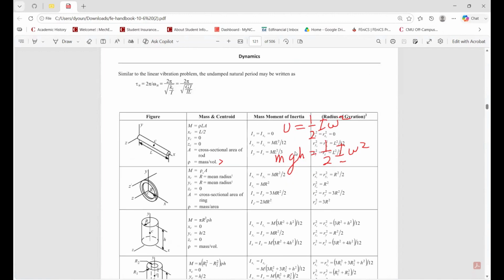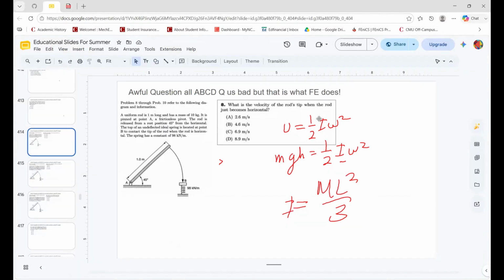Yeah. And we'll be using ml squared divided by 3 equals I, because that probably is the easiest. What we're looking for is the velocity at the tip. So we need omega, and omega equals v divided by r, because omega r equals v. So mass is 10 multiplied by the length, which is 1 squared, divided by 3. Well, that's it. Equals I. I'm pretty sure that's what you would have gotten.